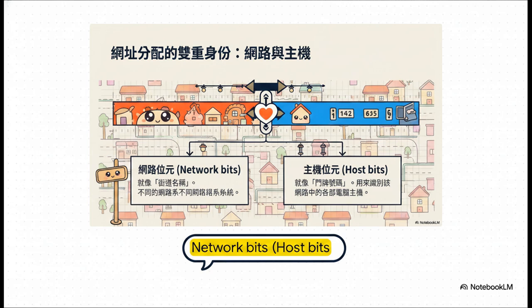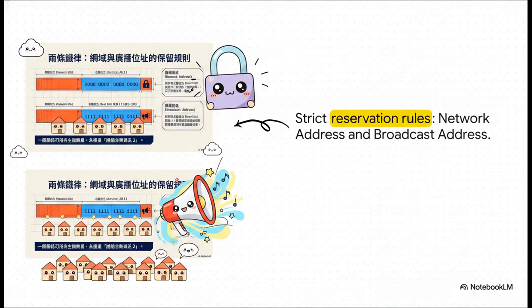The really cool part is the sliding boundary between them. It dictates the sheer scale of the neighborhood. If you slide it one way, you get a few massive streets with millions of houses. Slide it the other way, and you get tons of distinct streets, but maybe only a handful of houses on each. But there's a catch when assigning these house numbers.